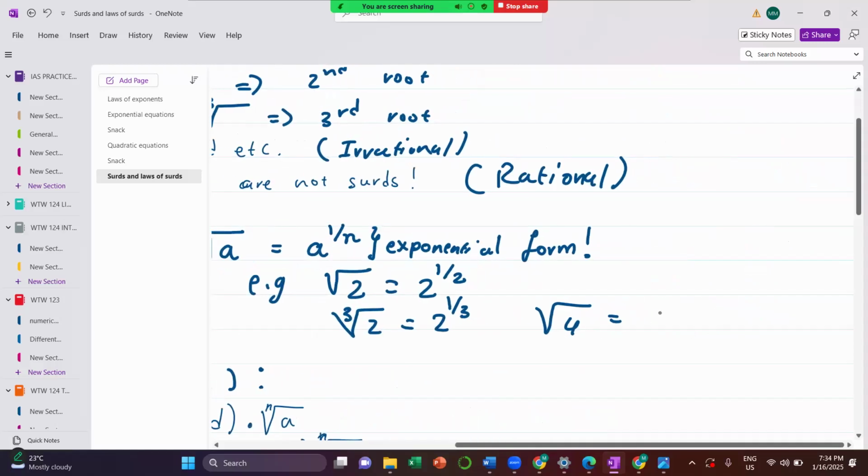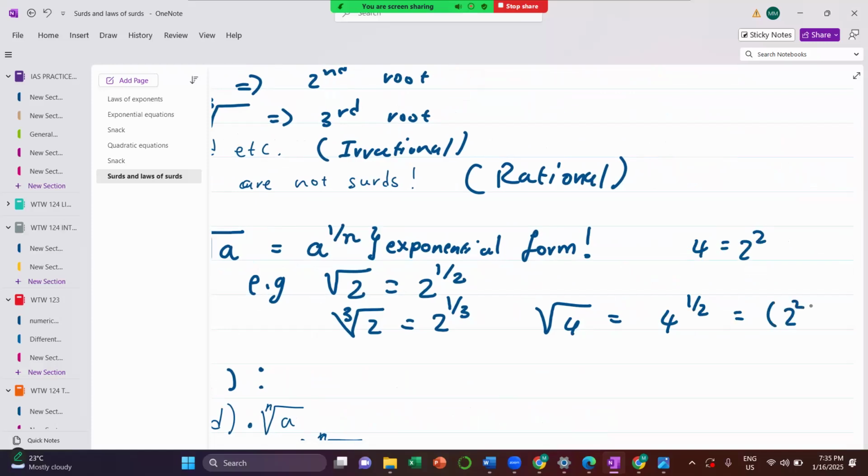Now, let's say the square root of 4. Remember, this is going to be 4 to the exponent of 1 over 2. But remember, 4 itself is 2 to the exponent of 2. So I'm going to have 2 to the exponent of 2, and then all raised to the exponent of 1 over 2. Remember, these exponents are going to multiply each other, and 2 times 1 over 2 is going to be 1. So 2 to the exponent of 1 is 2. Hence, the square root of 4 is actually equal to 2. You guys understand that?